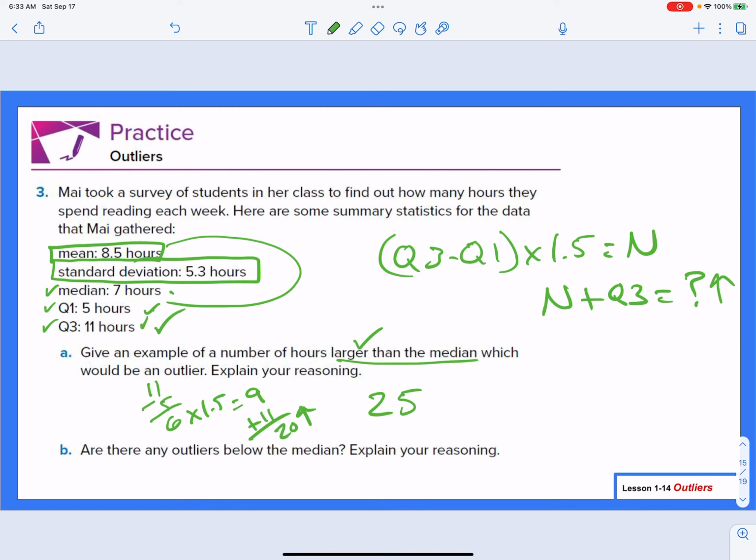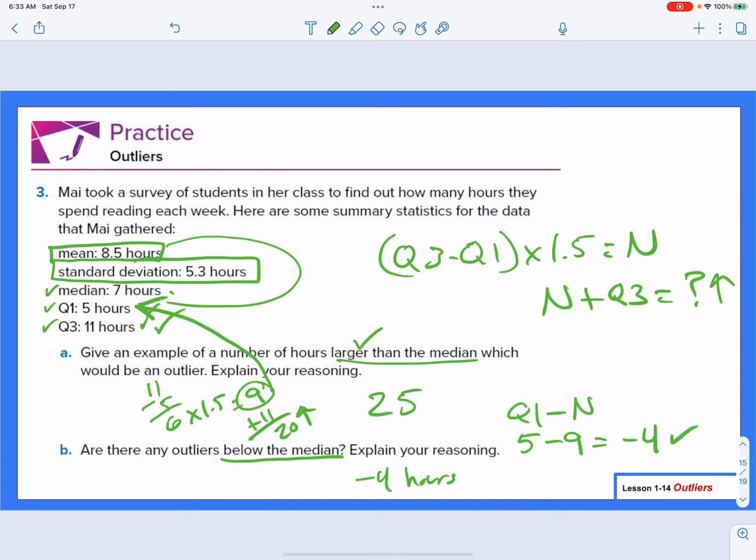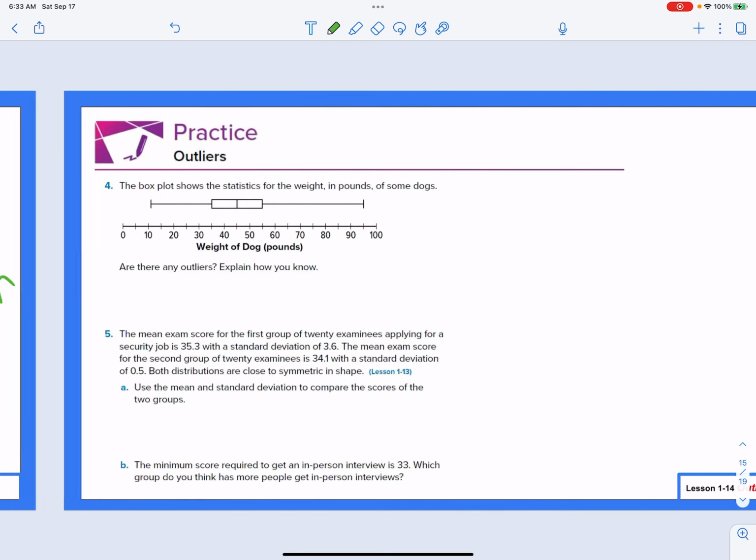Are there any outliers below the median? Well, let's look here. If the number I have to work with is 9, then I take Q1 minus that number. In this case, Q1 is 5, and 5 minus 9 equals negative 4. Well, that is a number, right? But can you read negative 4 hours? No, you cannot read negative 4 hours. So it's not possible to have an outlier below the median there.